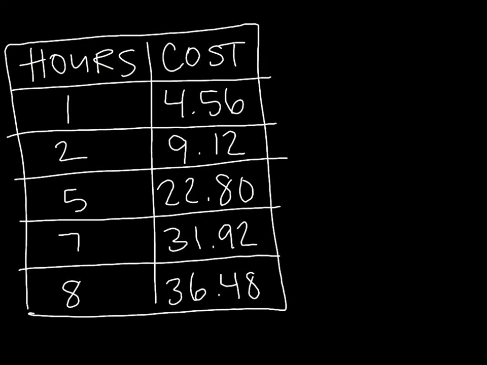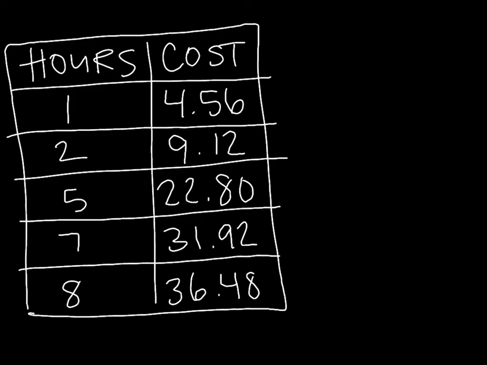Hi everybody, today we're going to look at the I can statement. I can determine if a table is proportional. And so we're going to go back to that whole idea of unit rate, and we're going to take a look at this, and we're kind of going to determine the unit rate for each one of these entries into the table. And if it's the same unit rate or the same constant of proportionality, then it is proportional.